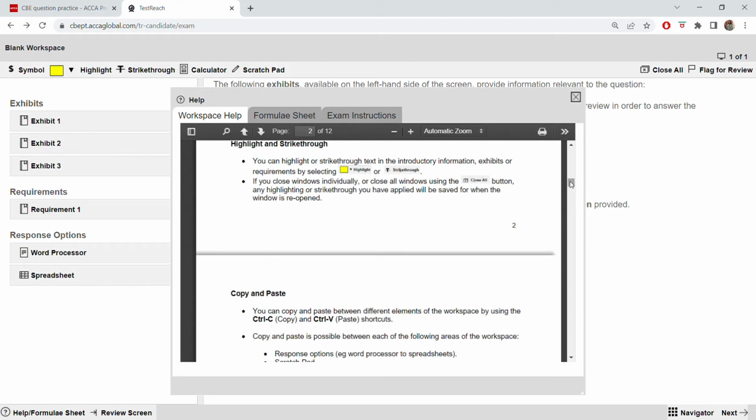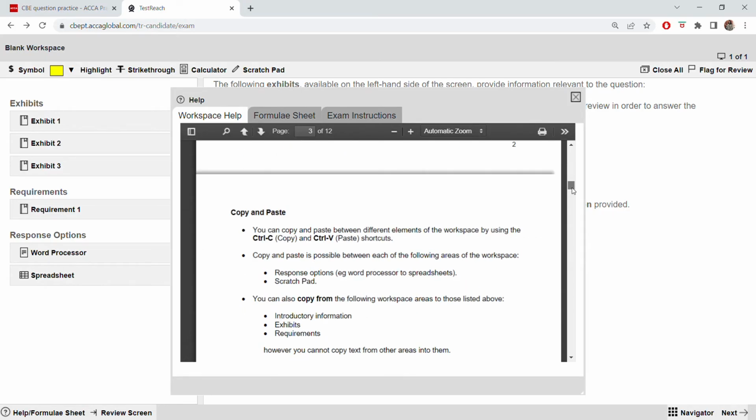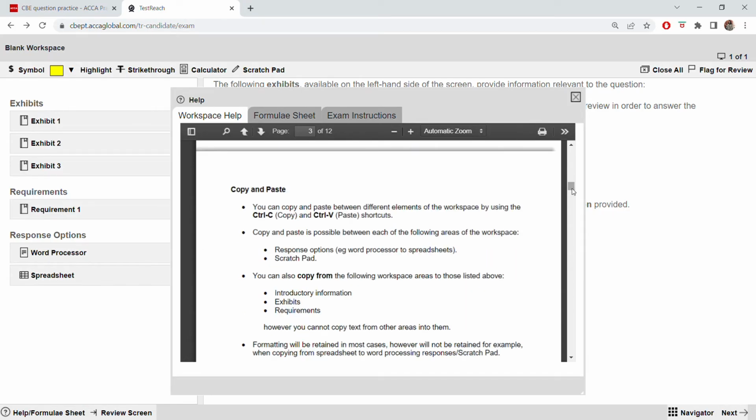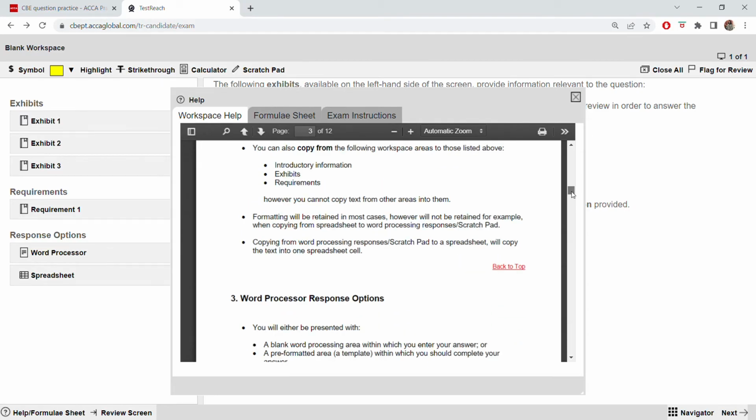Okay, I have already explained how to highlight, how to strike through, copy paste. You can copy paste from the exhibits to this. But some areas you cannot copy paste. All these things are explained in this. You need to read it on your own. Take your own time and read it, but read it before you attempt any question on your CBT platform.